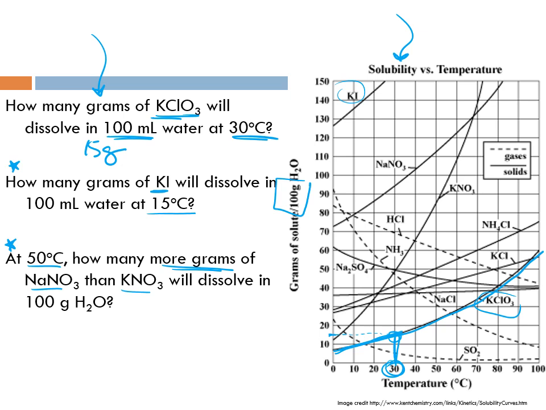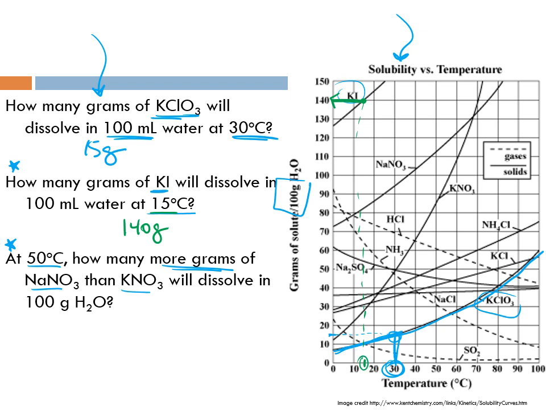So answers: how many grams of KI, potassium iodide, at 15 degrees Celsius? 15 is just about here, so if we go all the way up to that KI line, it looks like we've got just about 140 grams of potassium iodide will dissolve at 15 degrees Celsius. I am not drawing a very good straight line.